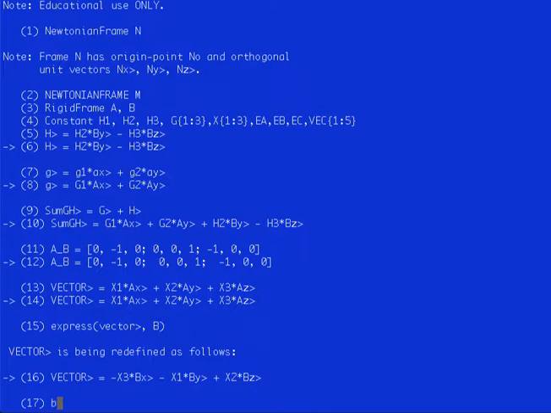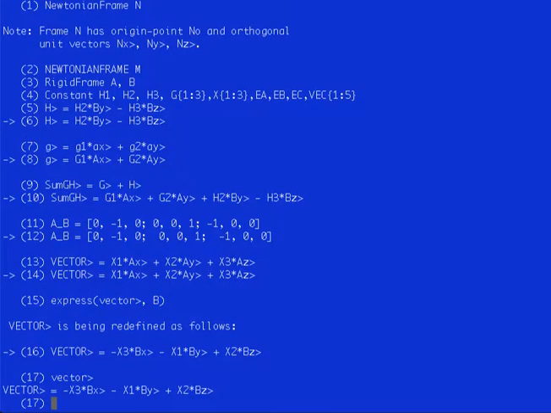So if I went and asked for what this vector is, it's going to give it to me in this B basis now. I've redefined it, basically. It doesn't give it to me in the A basis anymore. I said I redefined it, and now it's in the B basis. Okay. All right. So we did constants earlier.